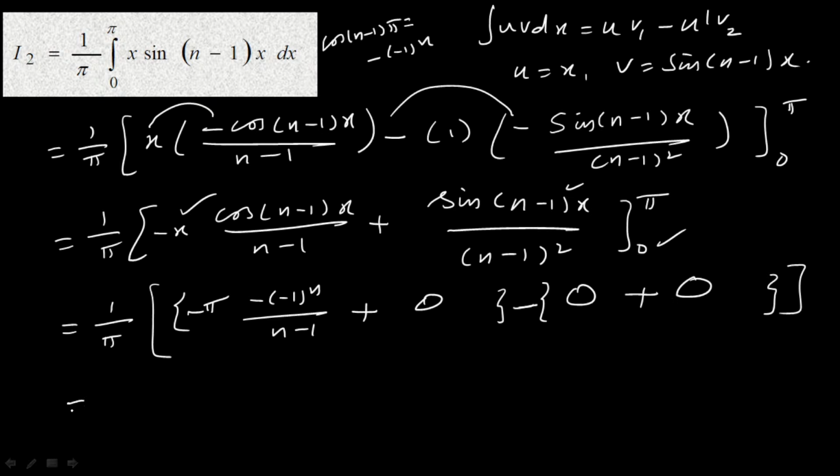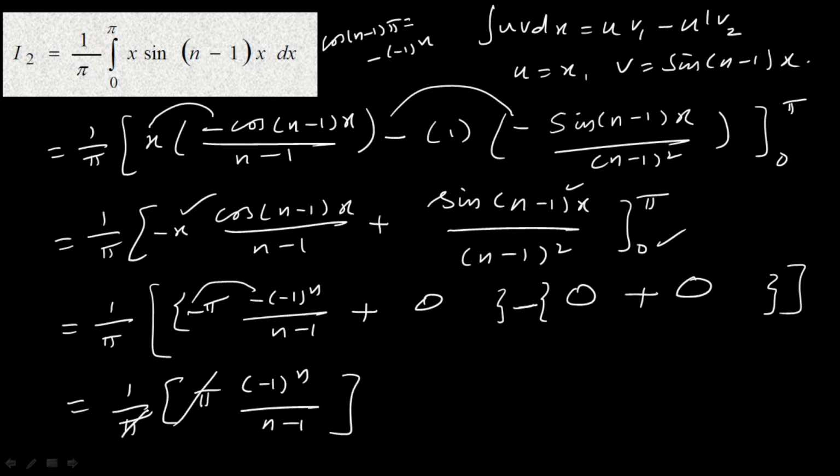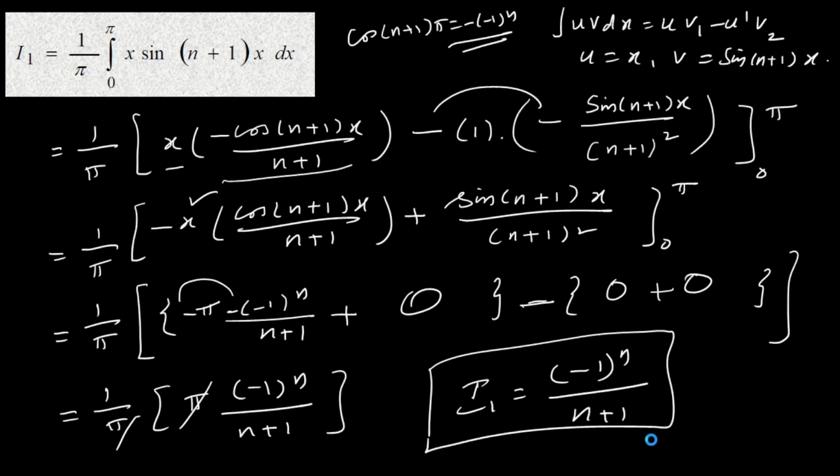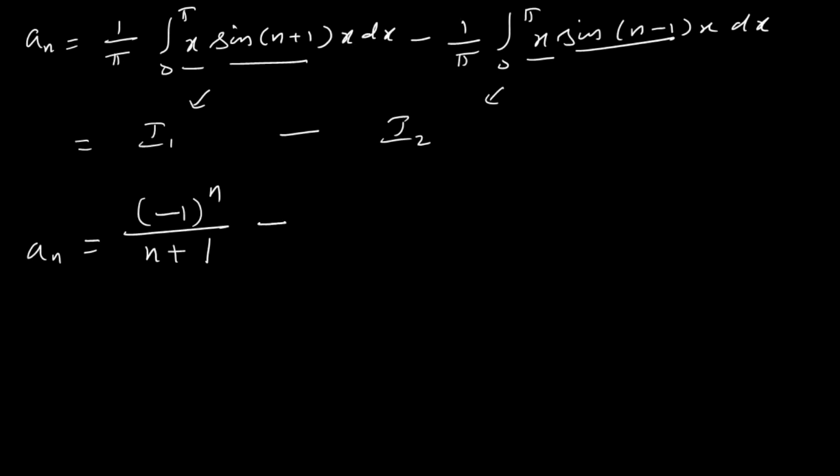So you have only 1 by pi. These two minus become plus. So you have pi of minus 1 whole power n divided by n minus 1. What happened? Pi and pi being cancelled. So you get only I2 as minus 1 whole power n divided by n minus 1. So this is the value of I2 we calculated just now. So let me substitute here. Minus, minus 1 whole power n divided by n minus 1, isn't it?